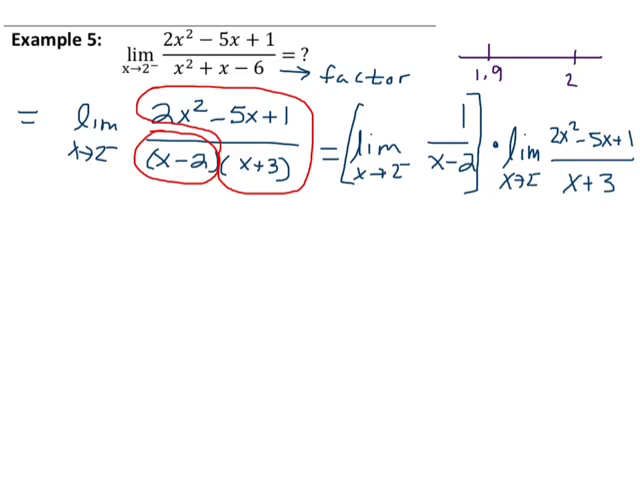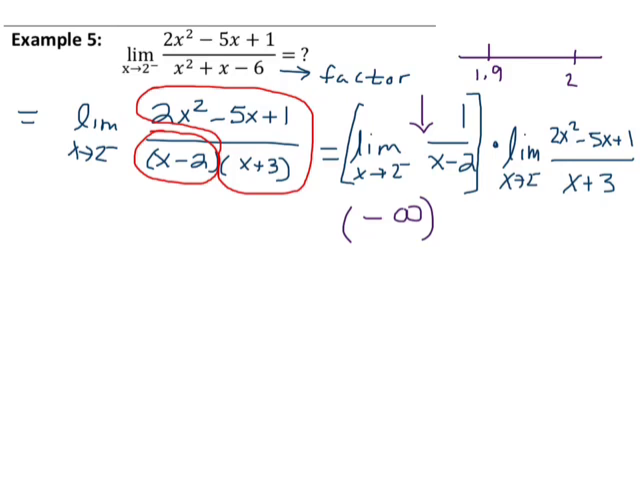Plugging this 1.9 into this area here, we have 1 over 1.9 minus 2. And obviously, that's going to give us a negative number. And notice that it's going to come very close to 0, so this is going to approach infinity. But since we have a negative number, this will actually go towards negative infinity. So we have negative infinity right here.